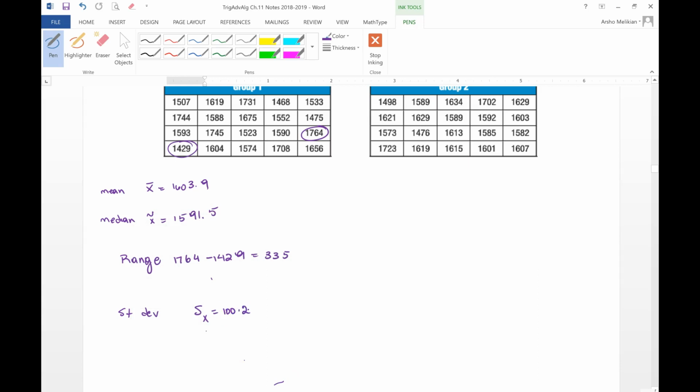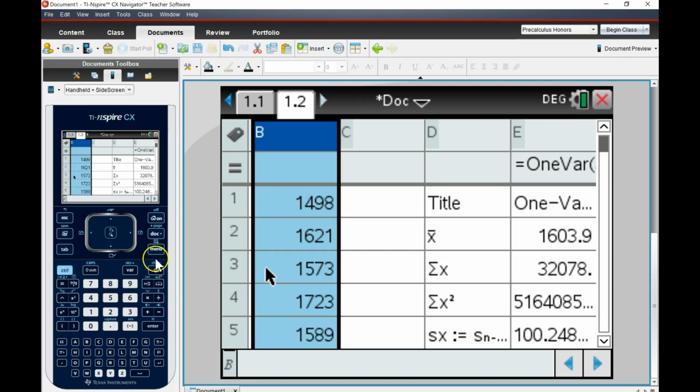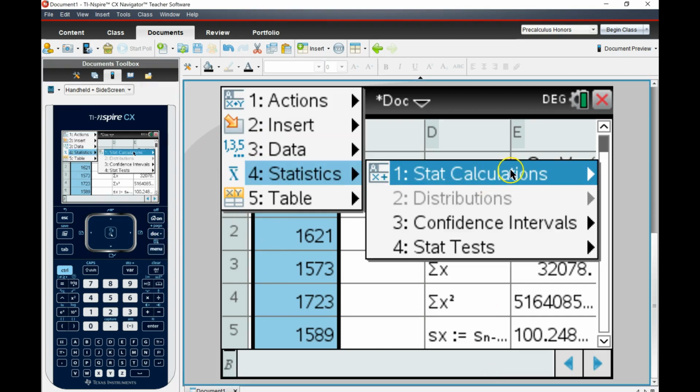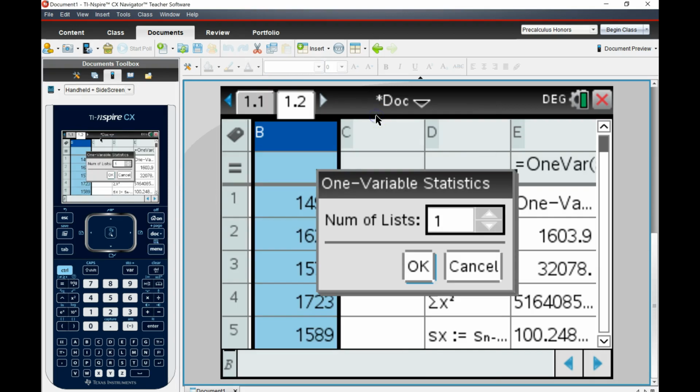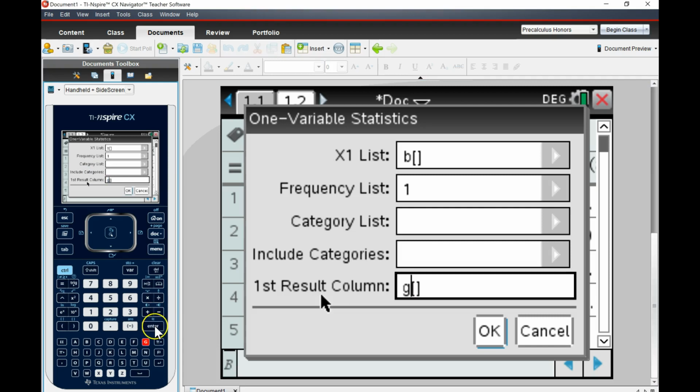Now I want to go back to the calculator and do the same thing, but this time for column B. Scroll up, up, up until you highlight the whole column. Again, menu, statistics, stat calculations, one variable statistics, number of lists 1. Is your list column B? It is. And where do you want the results? I don't want it in C. Let's do it in G.